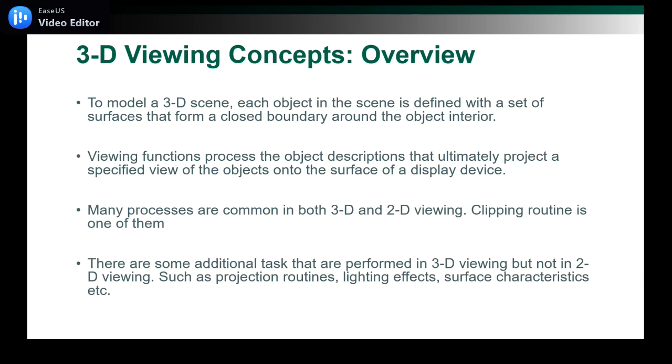Viewing functions process the object description to ultimately project a specified view of the objects onto the surface of a display device. There are many processes that are common in both 3D and 2D viewing, and the clipping routine is one of them. The clipping routine is basically defining a standard rectangular clipping window. There are also some additional tasks that we need to perform in 3D viewing, such as projection routines, lighting effects, surface characteristics, etc., as it needs more work than 2D viewing.